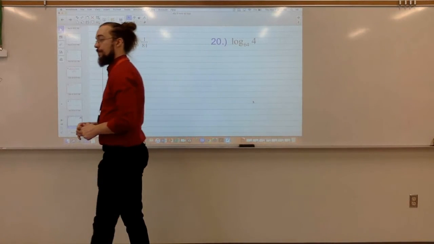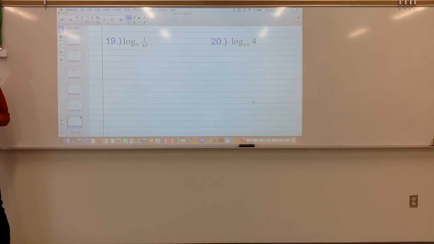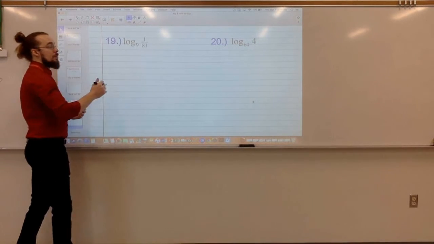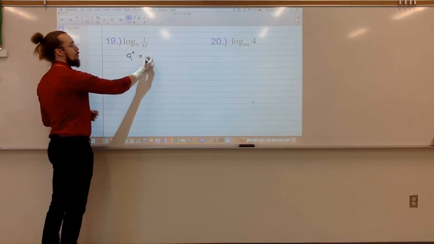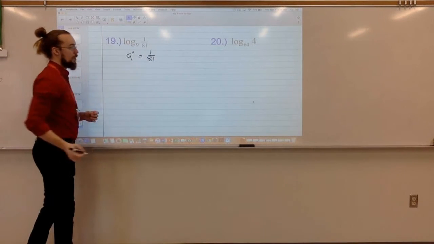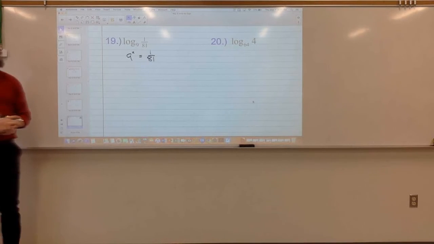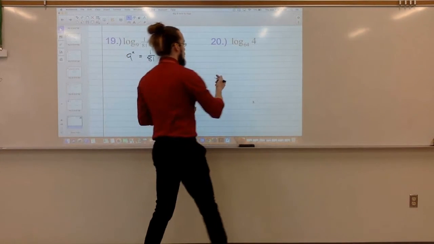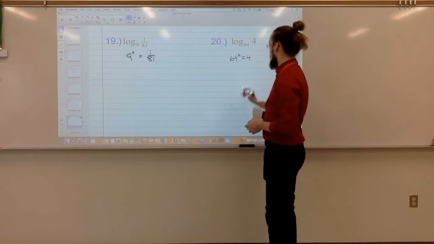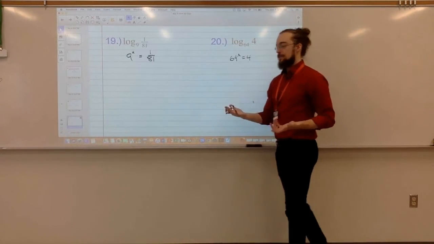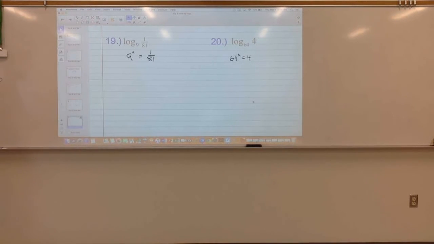So it's going to be 9 to what power equals 1 over 81. And then we haven't really talked about how to do something like this. It's the same setup, but I can't expect you to get 20 on your own here. 19, I think, probably should be able to.